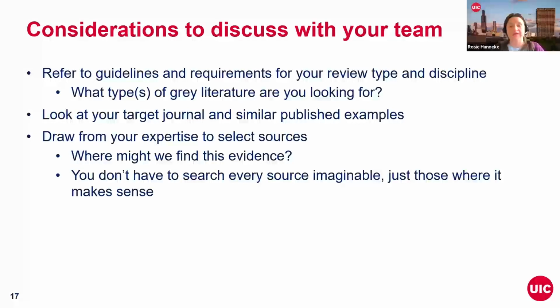You can look at similar published reviews, especially in a journal that you might be targeting for publication of your review, to see what sources they searched. Unfortunately, gray literature searches aren't always well described in published reviews, but sometimes they do list the sources that were searched. And just keep in mind that you don't have to search everything that's out there. You only need to search the sources that, based on your expertise, it makes sense to include.